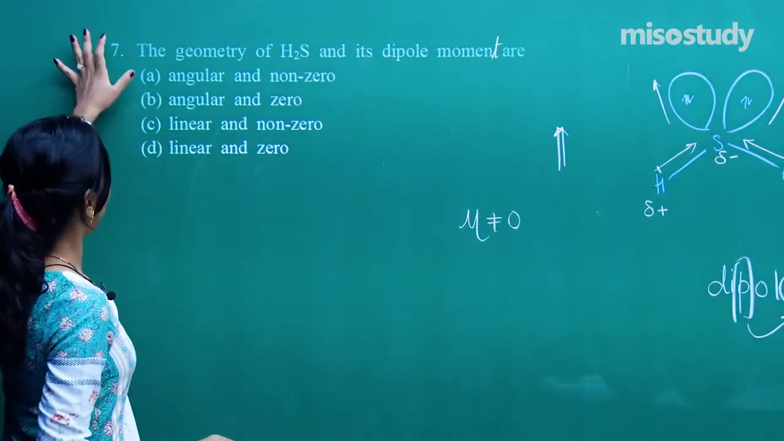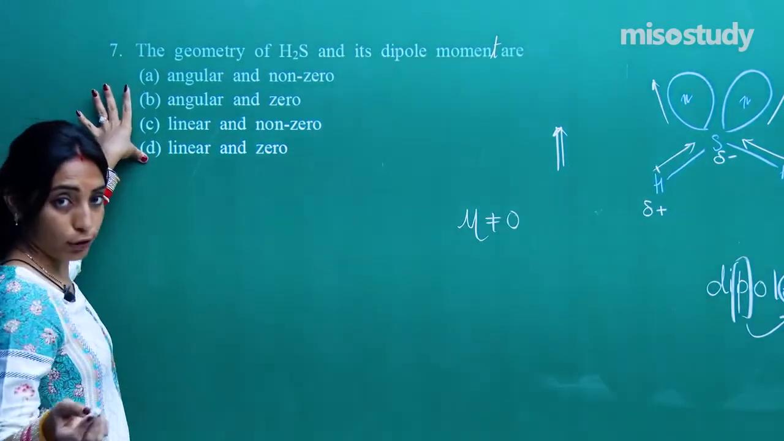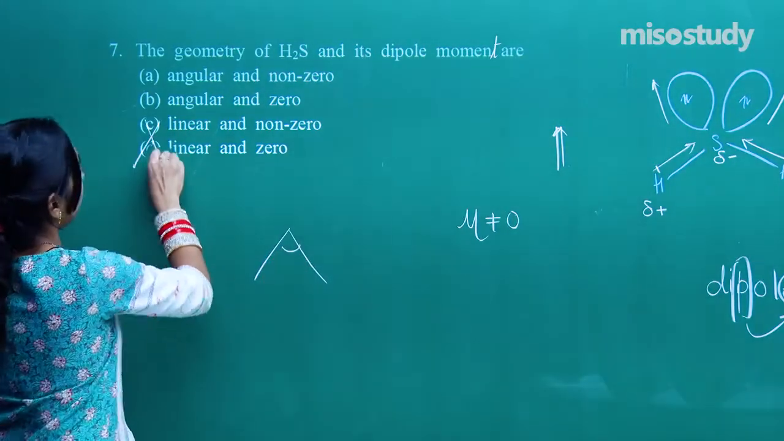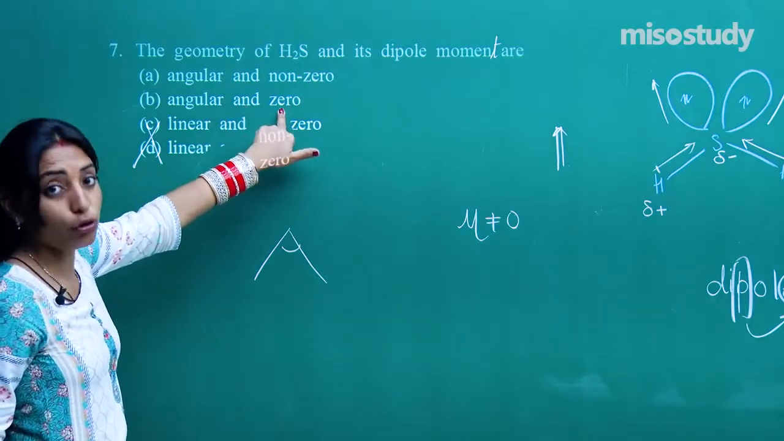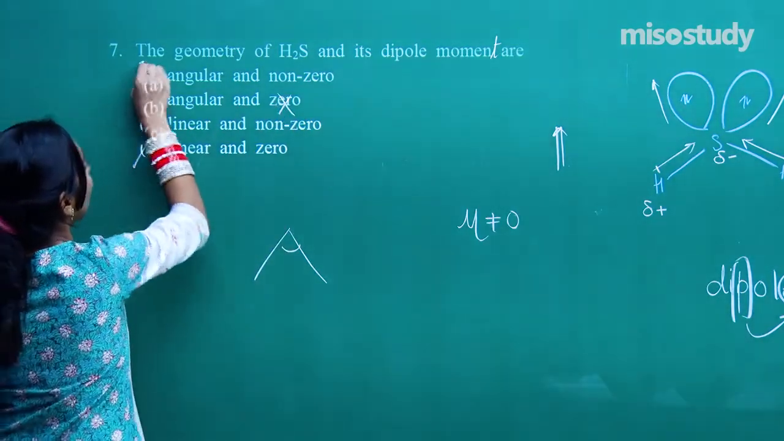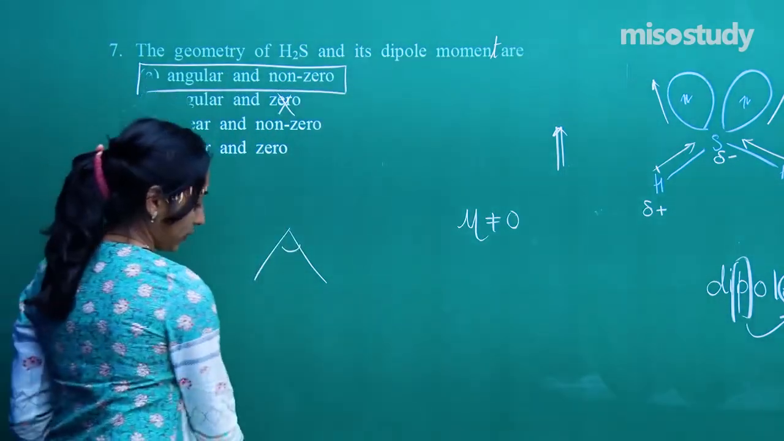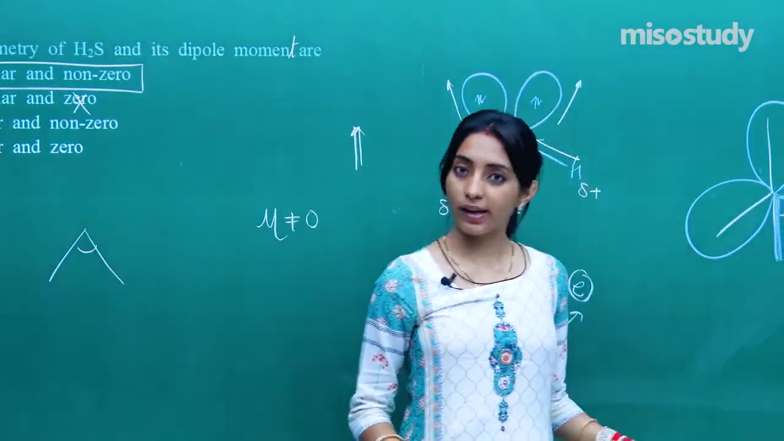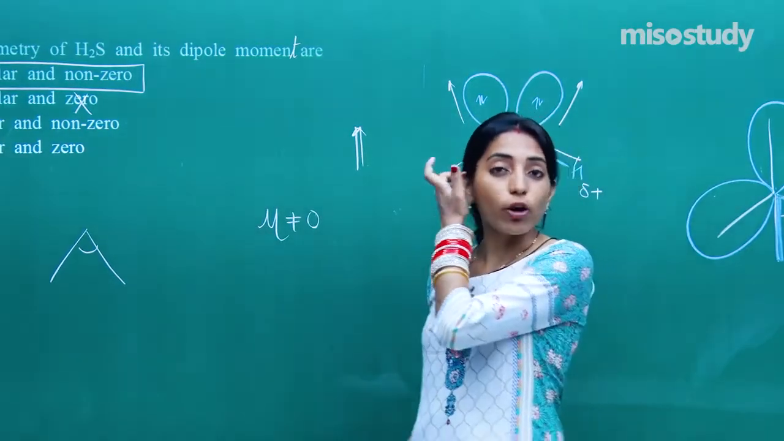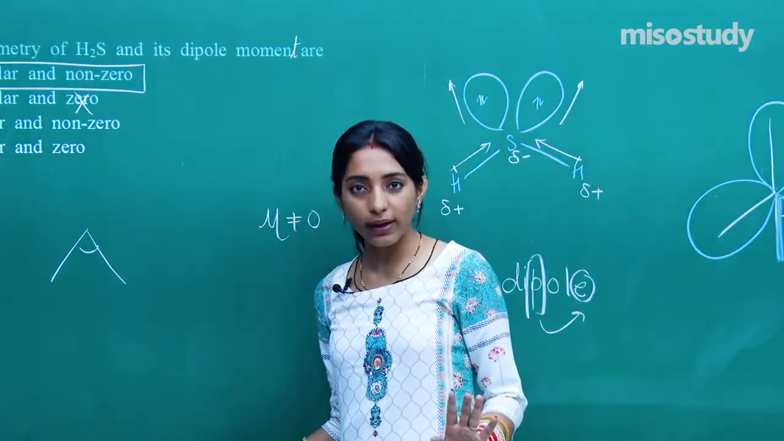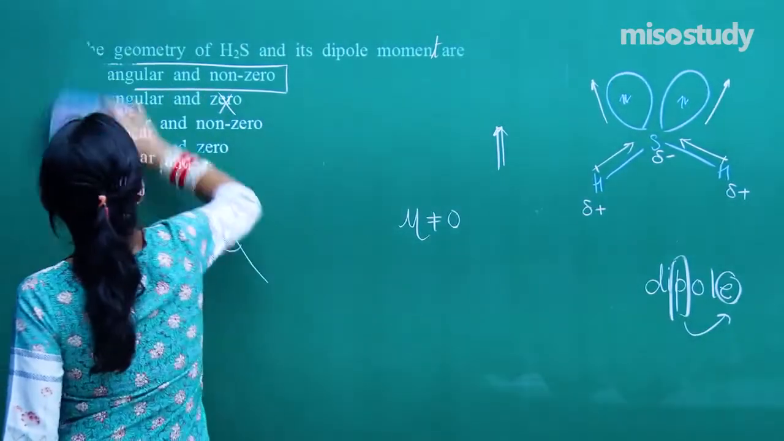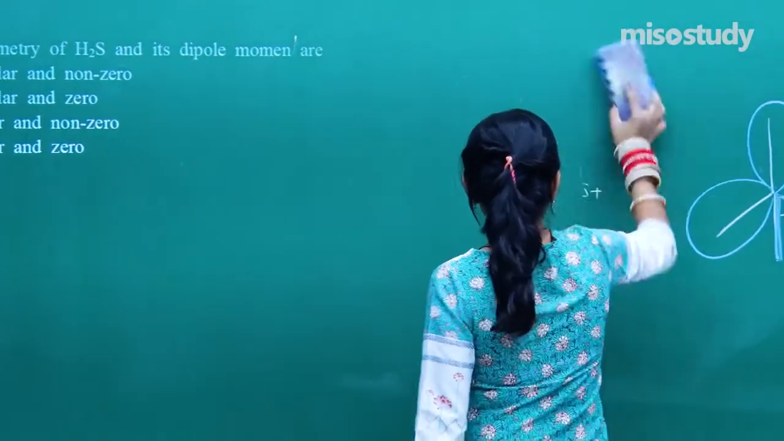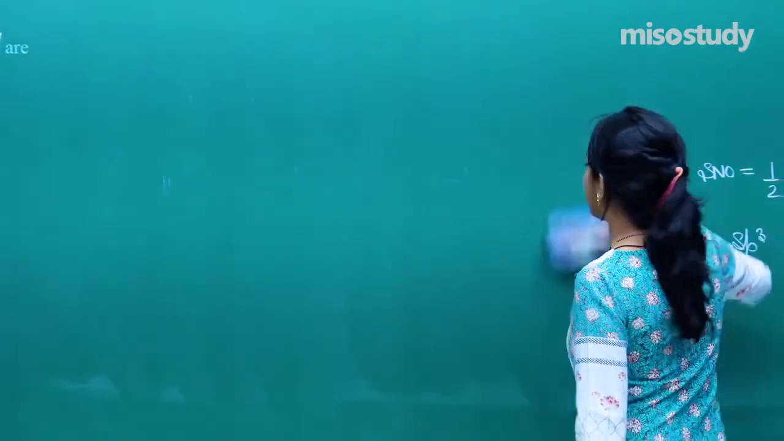So first let us compare. Angular, angular, linear, linear. So for sure the molecule is like this. Some angle is there, it's not linear. So these two cannot be the option. And it is saying dipole moment 0. No, dipole moment is not 0. So the final answer is the molecule H2S will be angular and it will have a non-zero dipole moment. Clear? So option A will be the correct option for our question. Good one? Fine. Having done with the 7th question, let's move on to our next question.